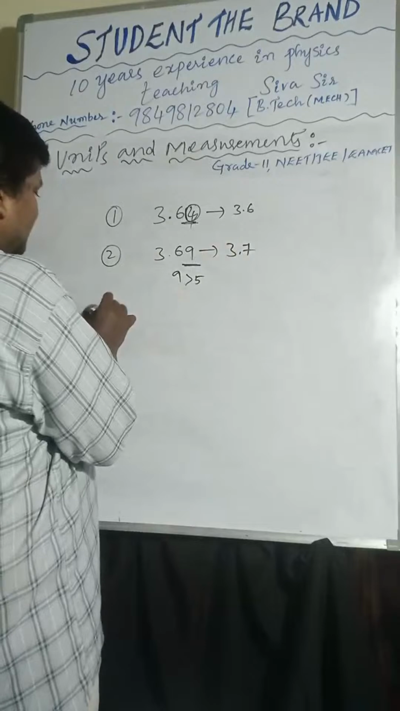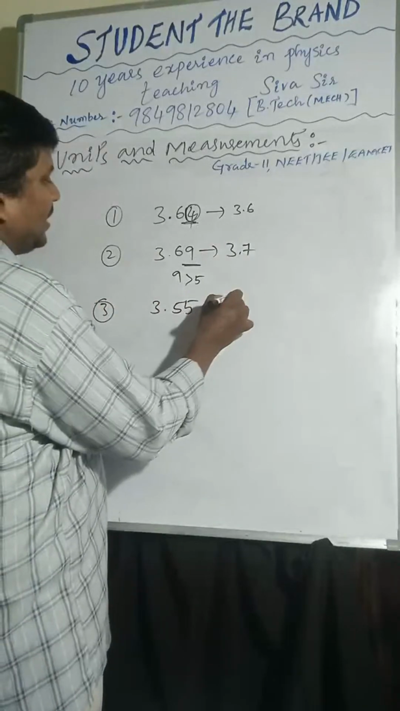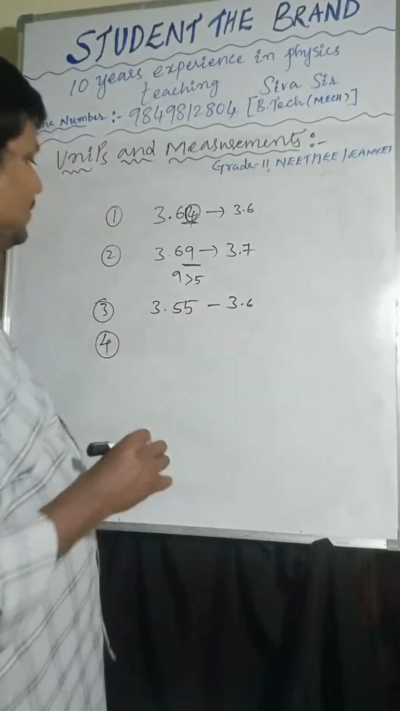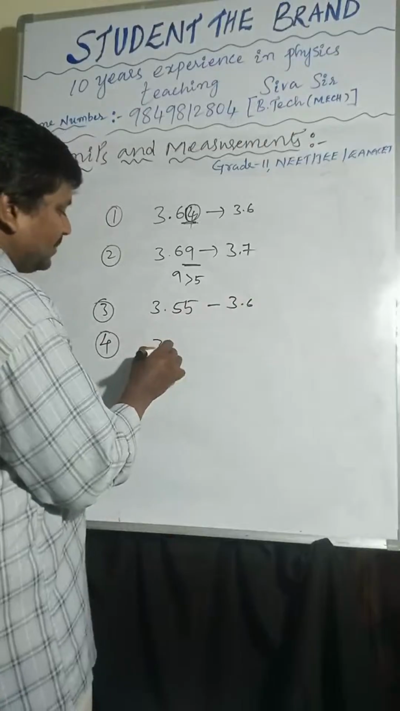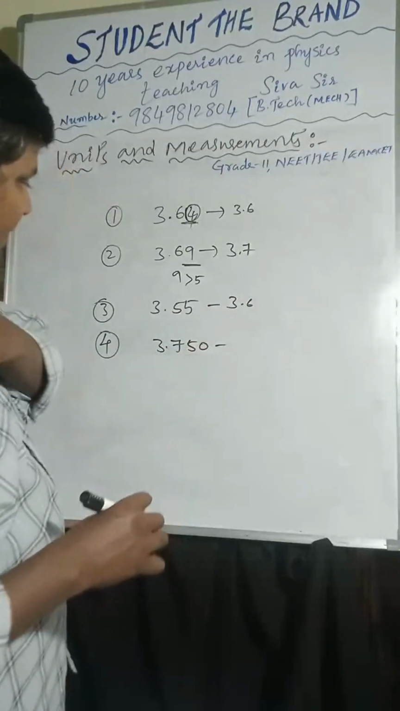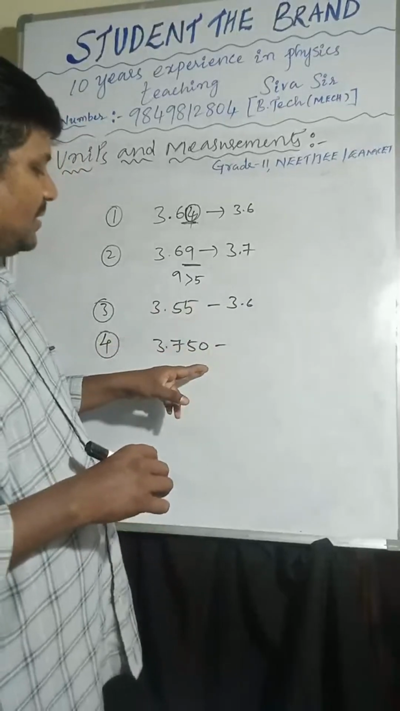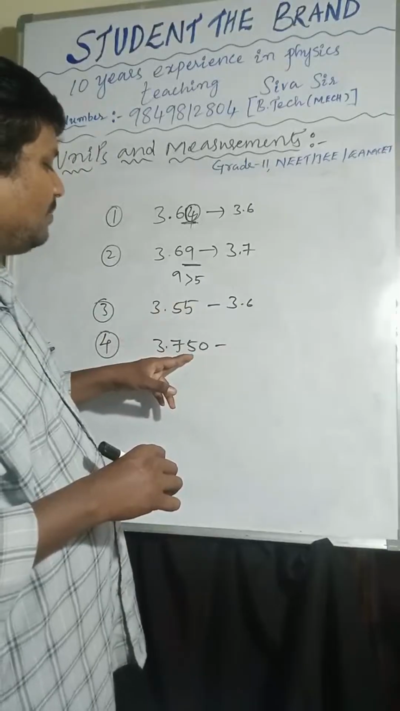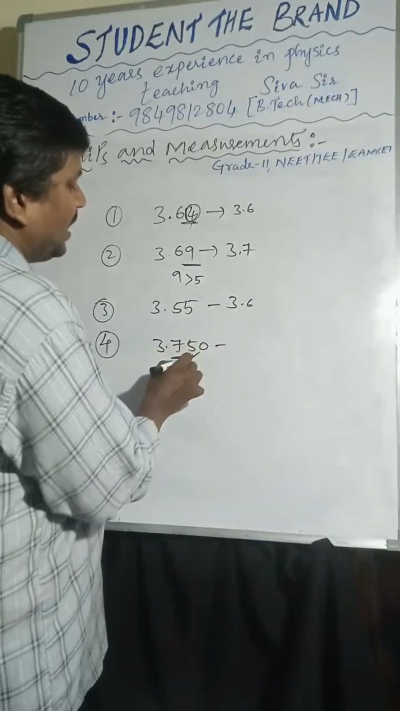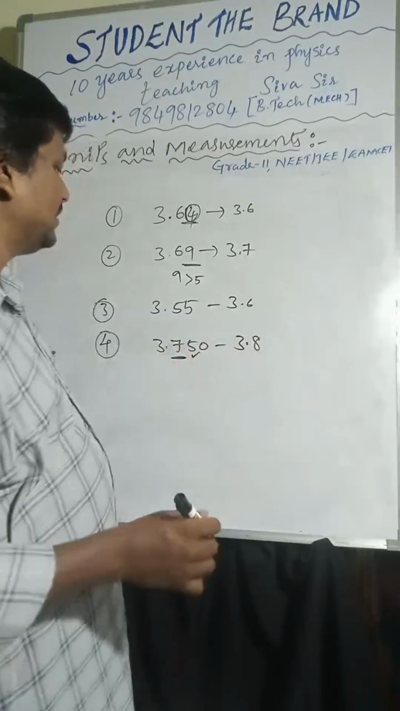And coming to the third one, if you are taking 3.55, then we have to raise it to the next value. And the fourth one, if you are considering 3.750, the last number is 0, and it is followed by 5 and the preceding digit is an odd number. If it is an odd number followed by 5, we have to raise to the next number.